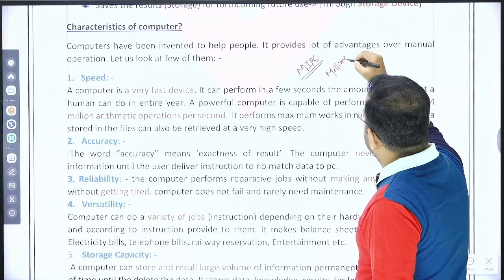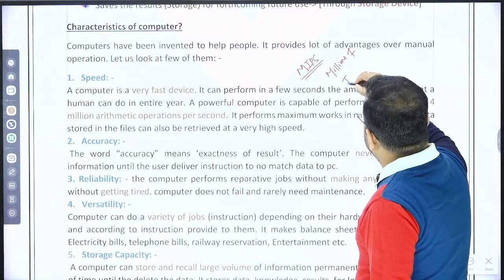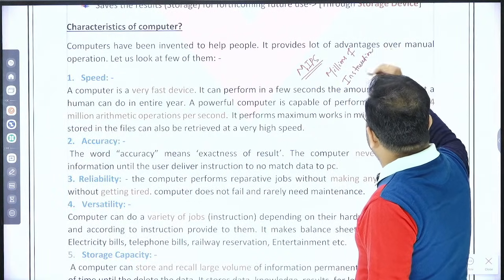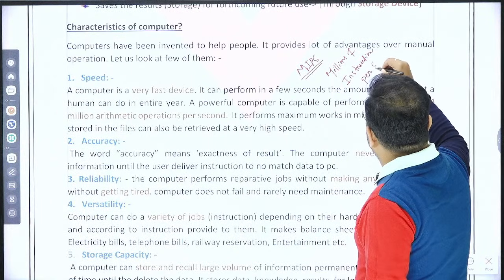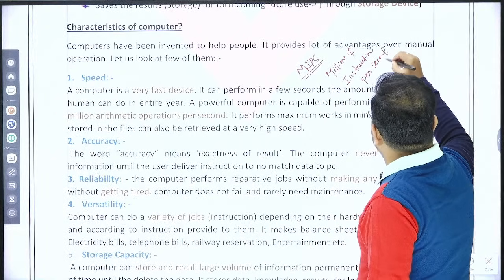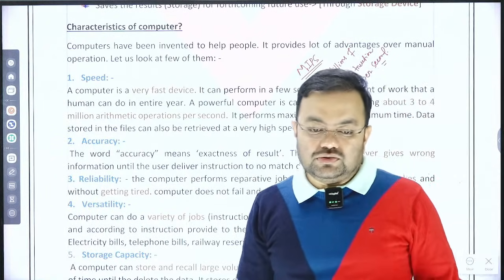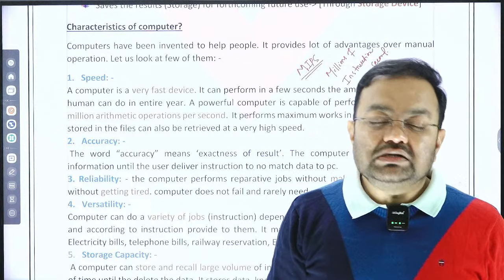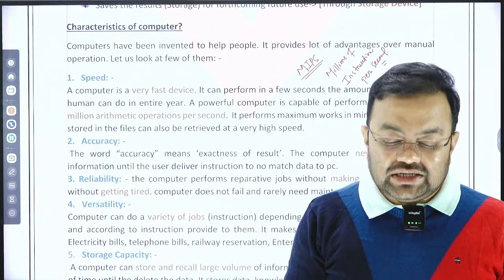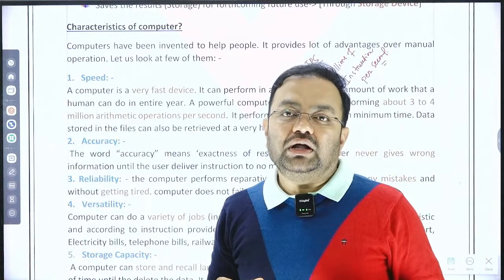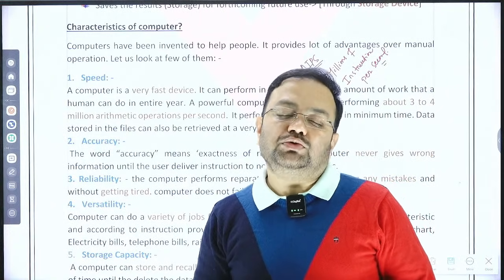Millions of instruction per second. So what does it mean, millions of instruction per second? So students, I'm telling you, millions of instruction per second means in a particular second how much quantity of the data can be executed by the CPU or processor.